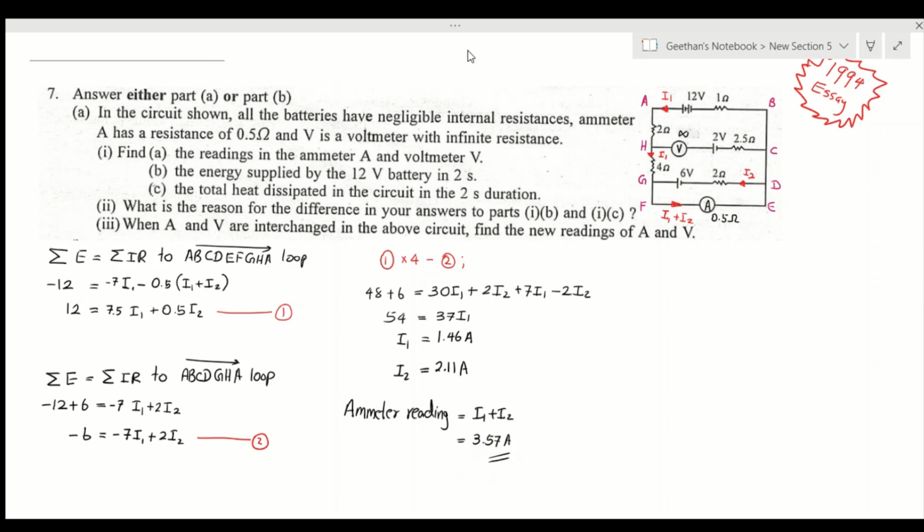And they also ask us to find what is the voltmeter reading now. And you know, there is no current passing through this path, right? So there is no potential difference in this resistor. So I'm going to draw that part of the circuit separately here.